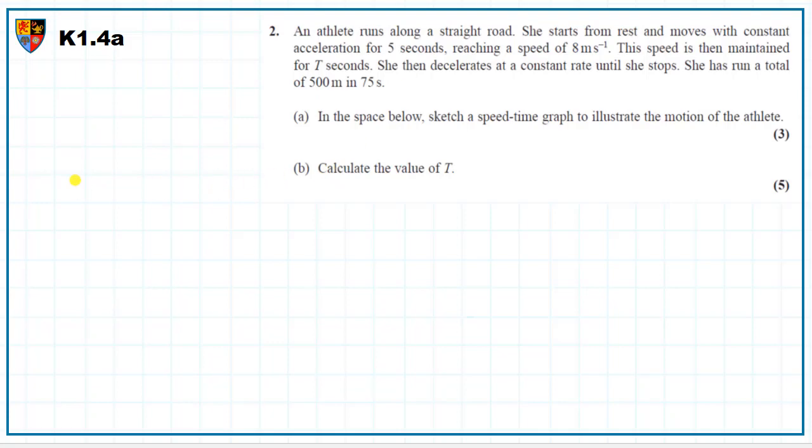Okay, so we have a situation here. We're being asked to draw a speed time graph, not a velocity, a speed time graph. And the story goes we have somebody running along a straight road. They start at rest, so the initial velocity is 0. And they are moving with constant acceleration, so they're speeding up for 5 seconds until they get to a speed of 8 meters per second.